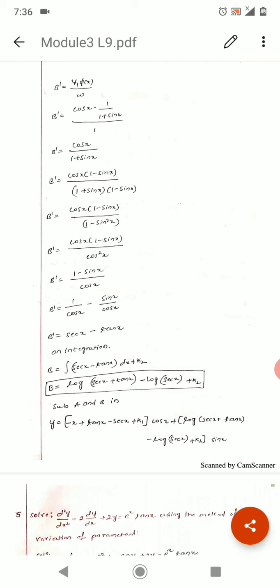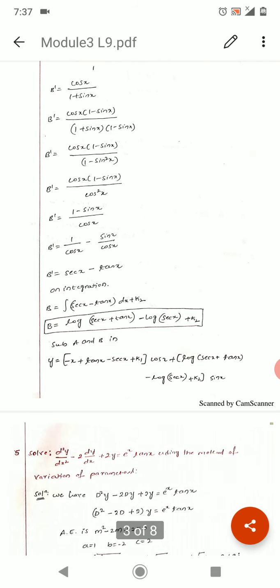So finally B' = cos x(1 - sin x)/cos²x. So here in the numerator we have cos x, and in the denominator we have cos²x. So if one cos x gets cancelled, we get B' = (1 - sin x)/cos x. So by splitting the numerator we get 1/cos x - sin x/cos x. So B' becomes sec x - tan x.